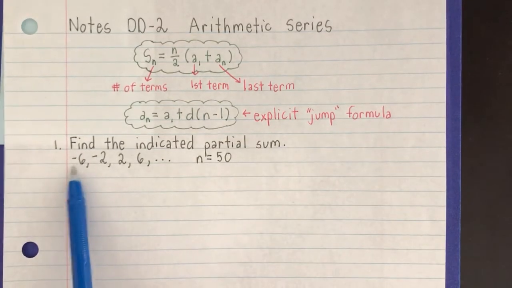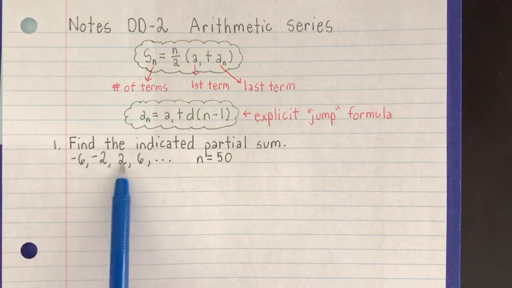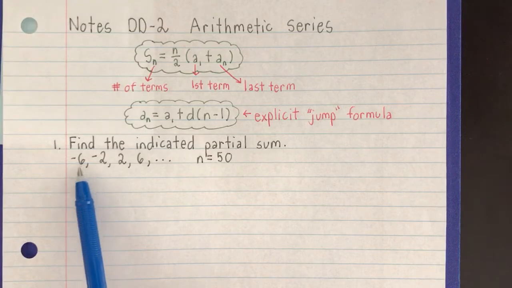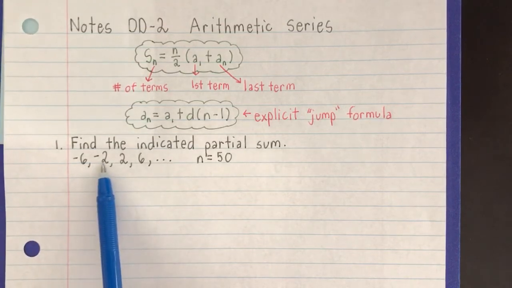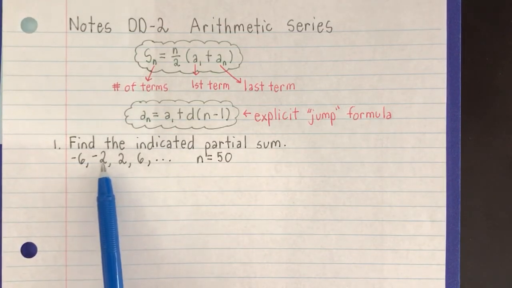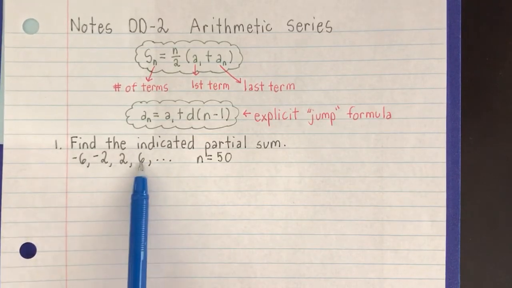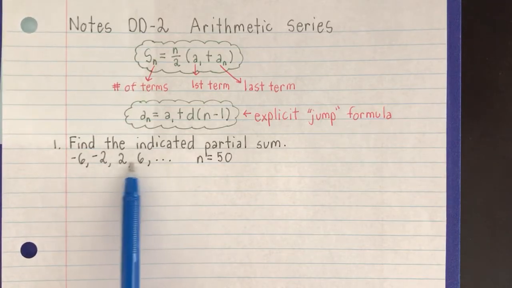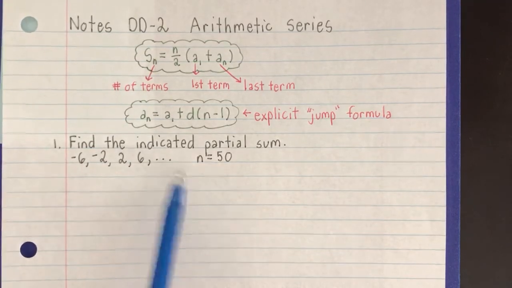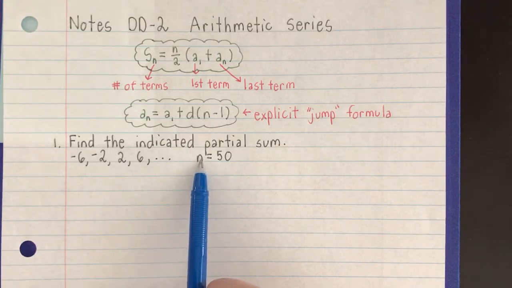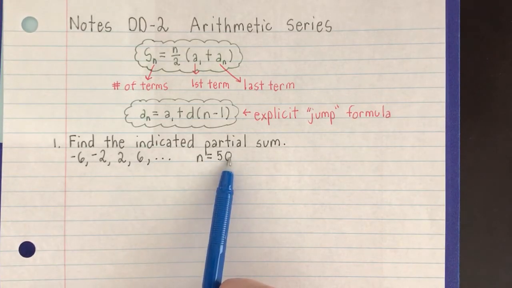So we have this arithmetic sequence here. We assume it's arithmetic just because it's in DD2, but let's check. Okay, to get from -6 to -2, we add 4. To get from -2 to 2, we add 4. And to get from 2 to 6, we add 4. So we notice that the common difference is adding 4 every single time to get to the next term. Okay, it wants us to find the indicated partial sum for when n equals 50.